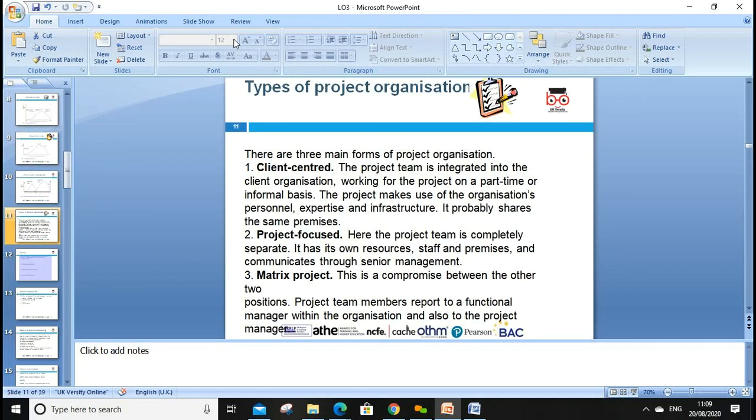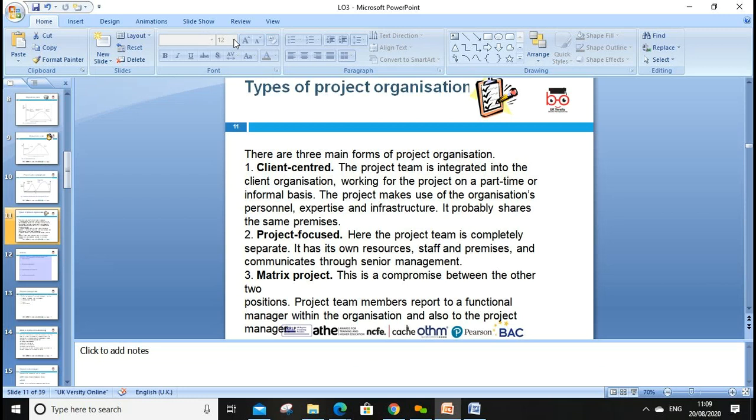Okay, next we look at the types of project organization. There are three main forms of project organization. Client centered: you make the project according to what your client says. The client says, make this software for us, we have this need. That's client centered. Project focus: here the project team is completely separate, with its own resources, its staff, its premises.